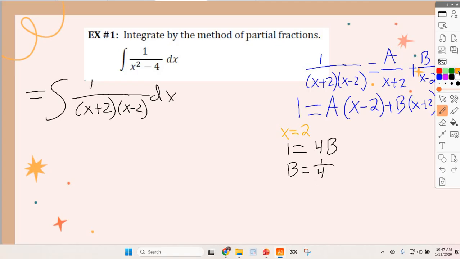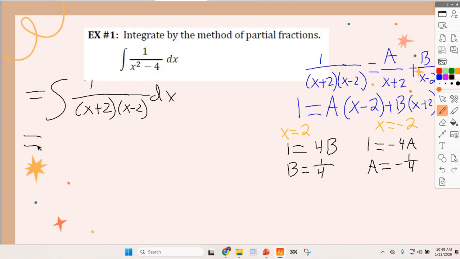Now, what would the other convenient x value be to pick? Negative 2. So I also get a 1. This time I have negative 2 minus 2 gives us negative 4. And then what happens to our B? It's 0. So we get that A equals negative 1/4.